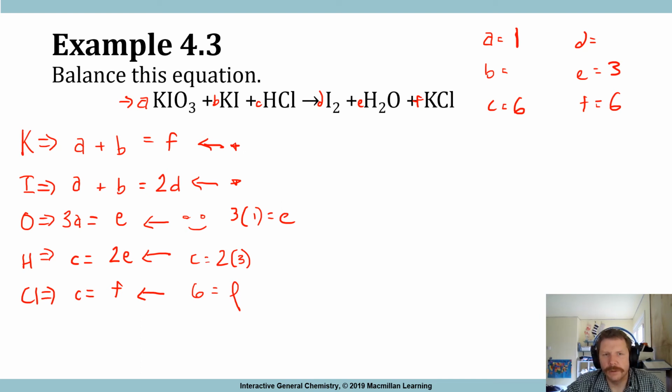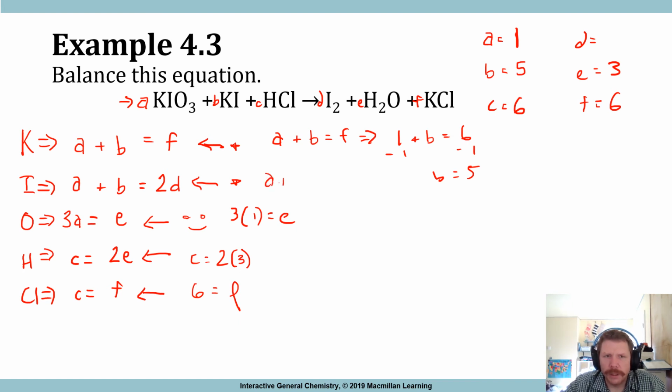I can look back at those top 2 equations, those ones that were a little bit tricky because they had A plus B equals something we didn't know. Now we have some of that information. And I'm going to start at the top. A plus B is equal to F. I know that, I just rewrote that. Now it is 1 plus B is equal to 6. If I subtract 1 from each side, now I've got B is equal to 5.